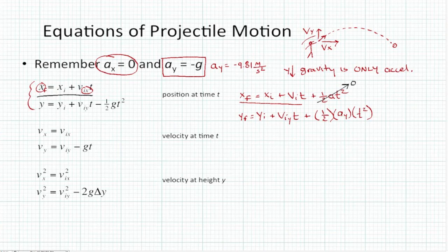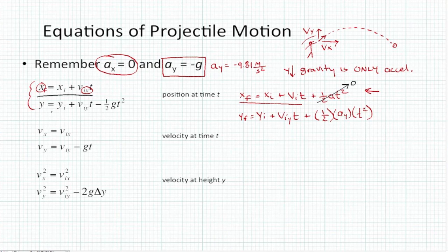What is this acceleration in the y direction? We said it up here. It's negative 9.81 meters per second squared. So wherever we write acceleration in the y direction, that is always going to be the acceleration of gravity. There is no acceleration in the x direction, only in the y direction. That's what gives us these two equations right here.